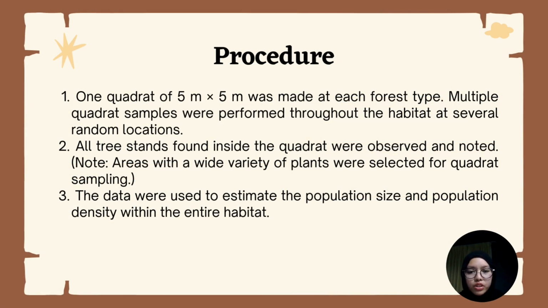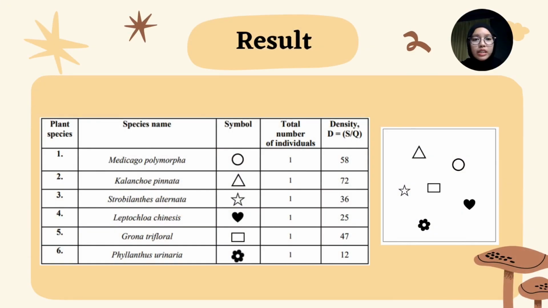Firstly, a quadrat measuring 5 meters by 5 meters was established in each forest type. Next, several quadrat samples were taken at random locations throughout the habitat. All the trees found within each quadrat were observed and recorded. The data collected were then used to estimate the population size and population density of the trees in the entire habitat. So here are the results that we have collected for practical 2.